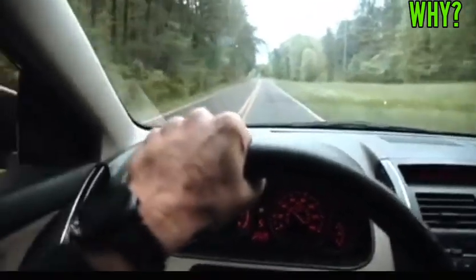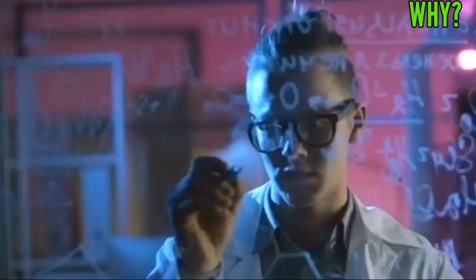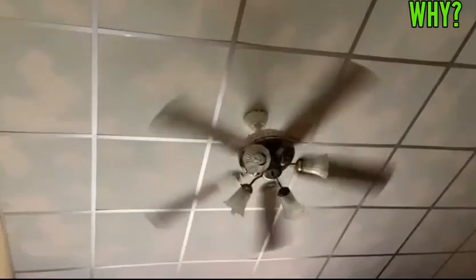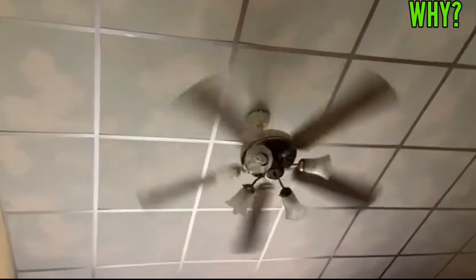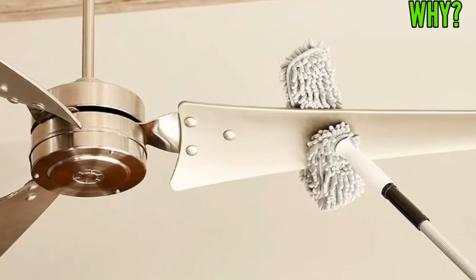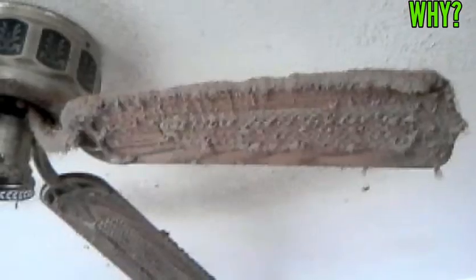There are many such small incidents that happen around us, which we do not pay attention to, or if we pay attention, then we do not try to know why it happens. As you must have seen, the fan installed in our houses, whether it is the ceiling fan or the table fan, the petals of the fan slowly become dirty. But do you know why this happens?